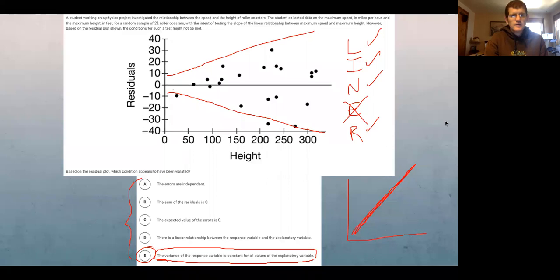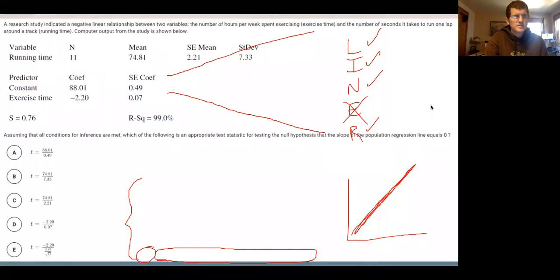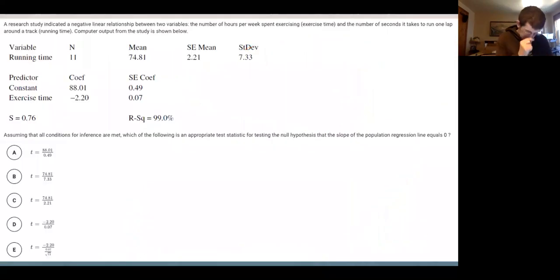If that's something you do want to come back to later, you can make note of it. But let's see what's going on with this. Now we got some fun stuff. We have a printout. It is find the appropriate test statistic. They're comparing number of hours per week spent exercising and the number of seconds it takes to run one lap around a track. All right, and there we go.